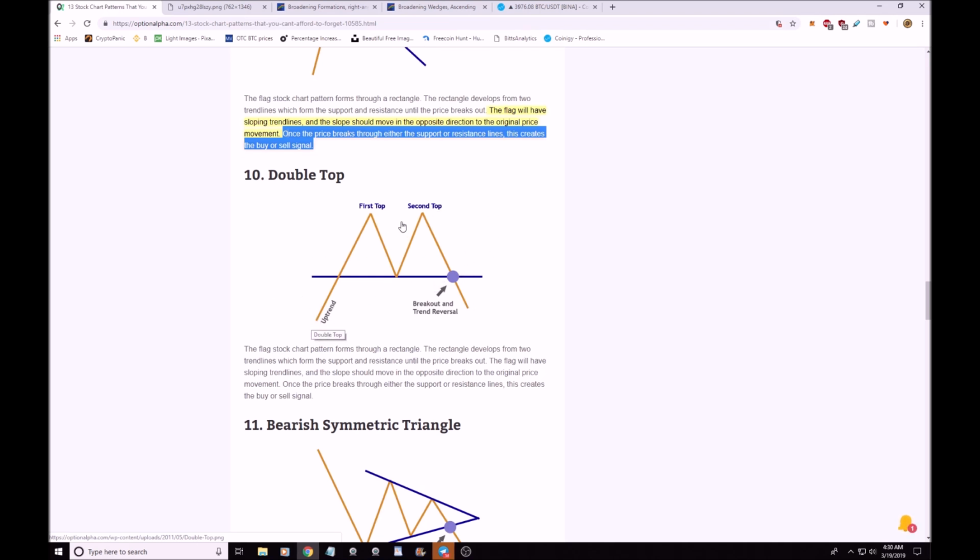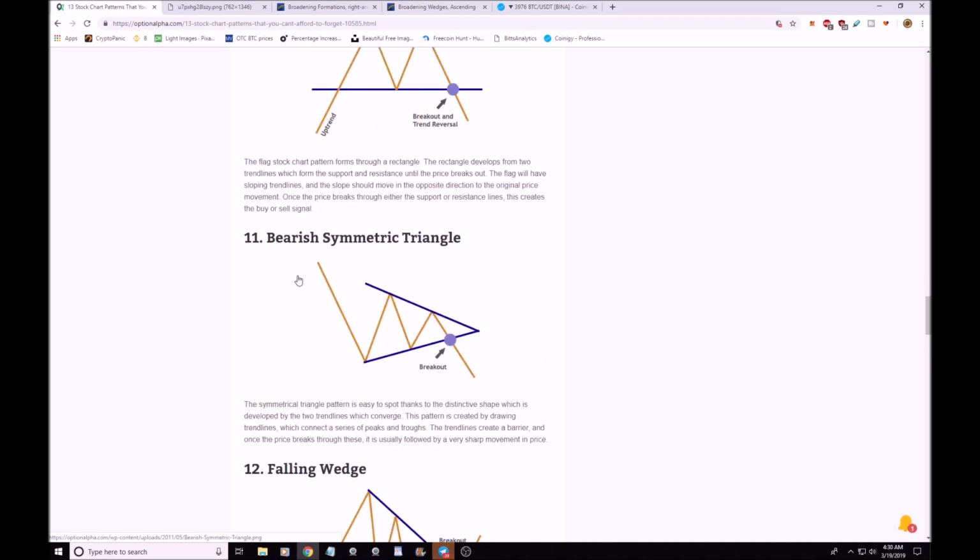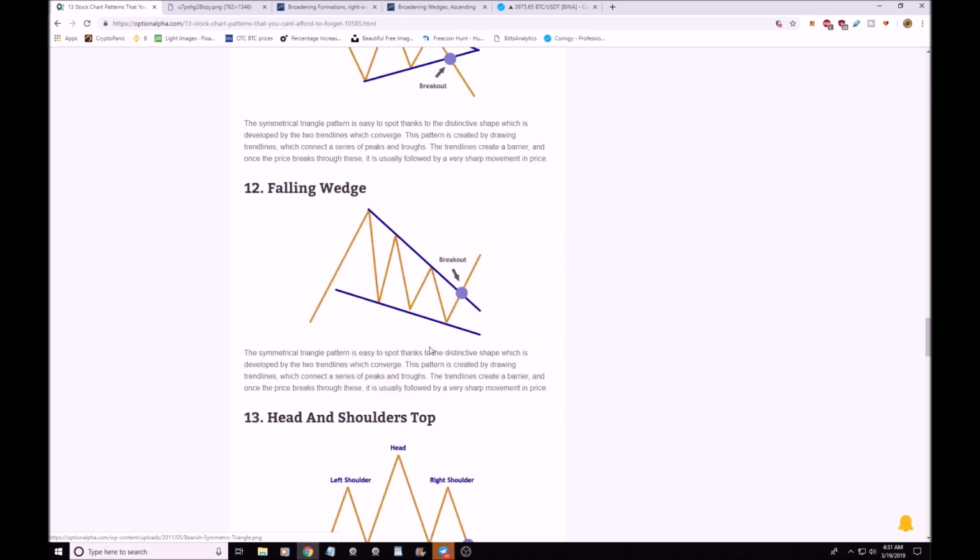And then to figure out the target, you're going to take the distance here, put it down here, and that'll give you your measured move to the downside. If you see this, you would obviously sell before the breakout because we're trading long positions, which means we need bullish patterns. Bearish symmetrical triangle. So this is a bearish trend, and then you've got your symmetrical triangle. These do break out to the upside. You could buy the breakout to the upside, but there's a higher percentage chance of a break to the downside.